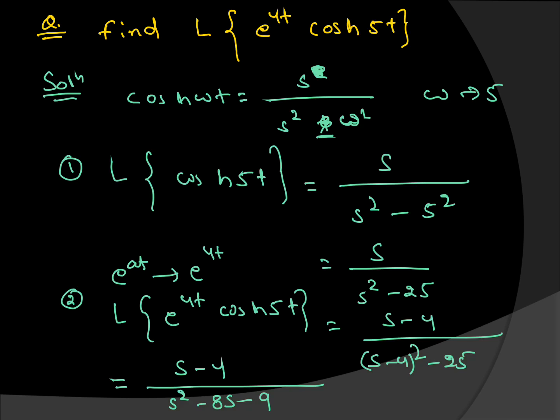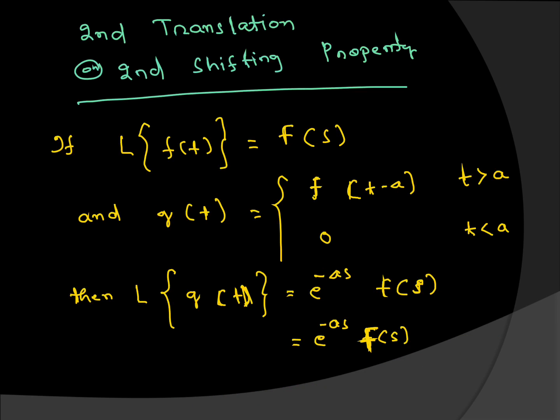In part 1 of this video series, I already discussed these formulas. Then the second shifting property. In the second shifting property, if Laplace of f of t is capital F of s and g of t equals f of t minus a when t is greater than a, and equals 0 when t is less than a, then Laplace of g of t equals e to the power minus as times F of s. So here we just multiply by e to the power minus as. I will solve some examples based on the second shifting property, then this will be clear.